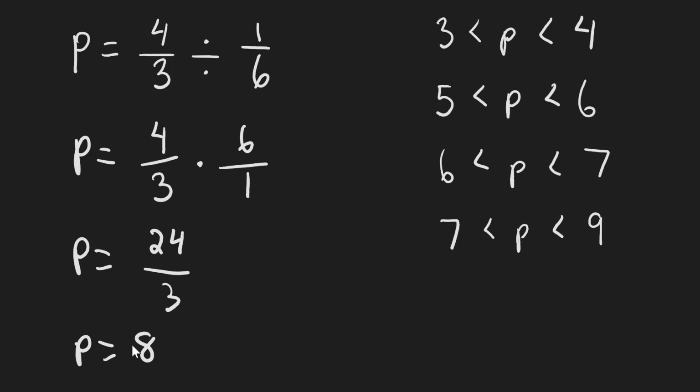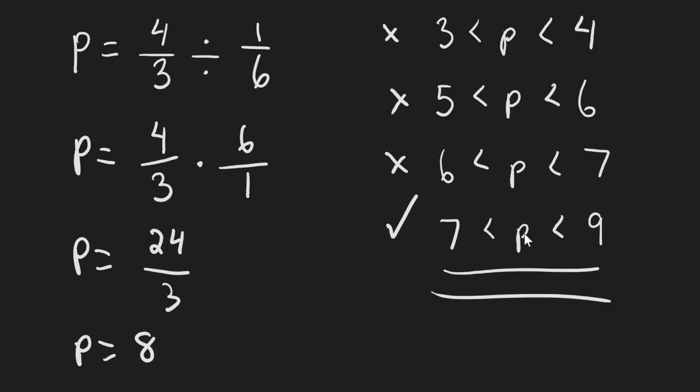So p is 8. And so is 8 between 3 and 4? No. Is it between 5 and 6? No. Is it between 6 and 7? No. Is it between 7 and 9? Yes. And so p is between 7 and 9. This is the correct answer.